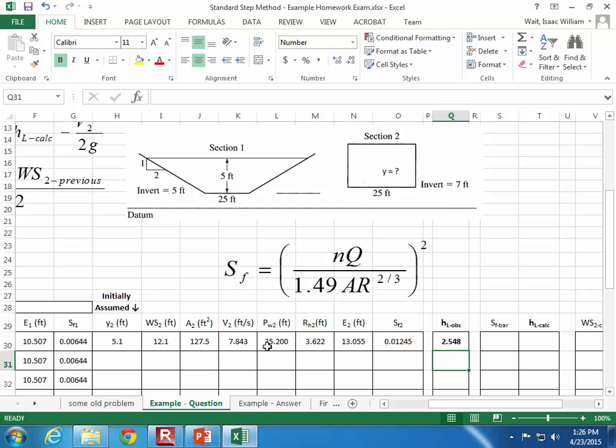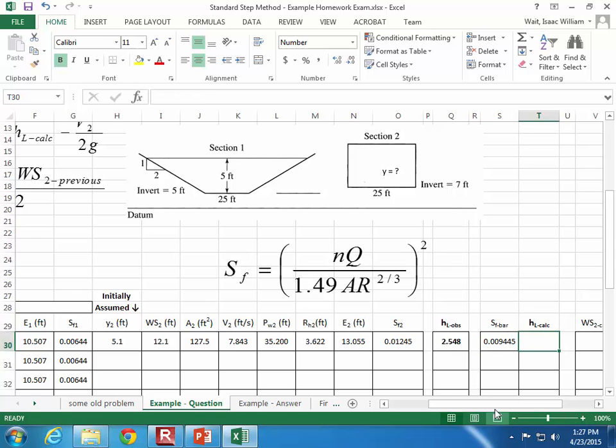They won't be on this first guess, though, because I just pulled 5.1 out of thin air. So it would be pretty unusual to have that first guess be perfectly right. S sub f bar is the average slope of the energy grade line. And so I'm going to simply have this plus that divided by 2 for the average slope of the energy grade line.